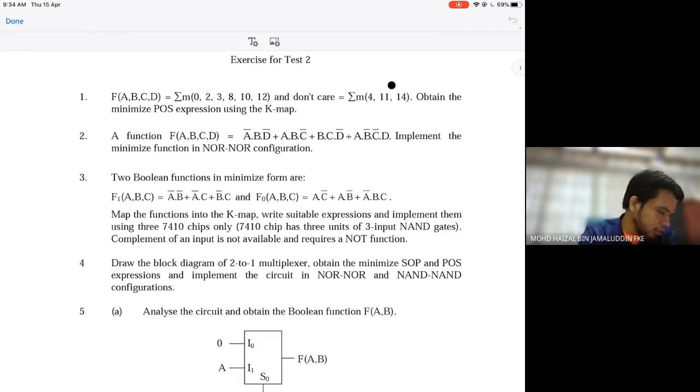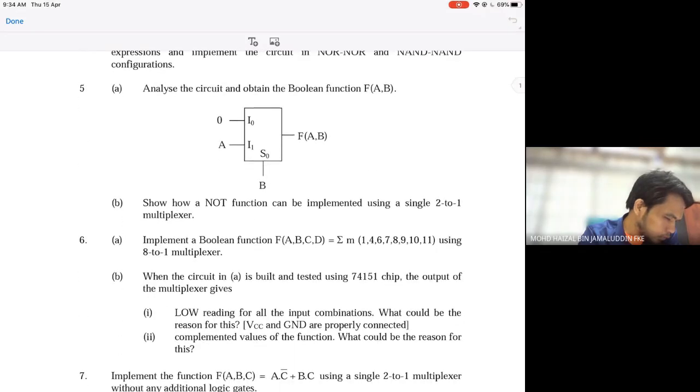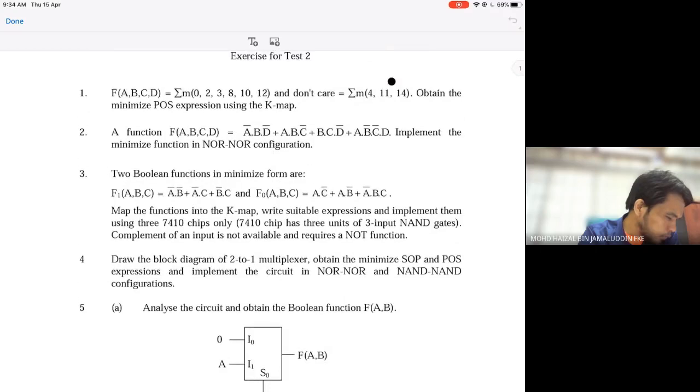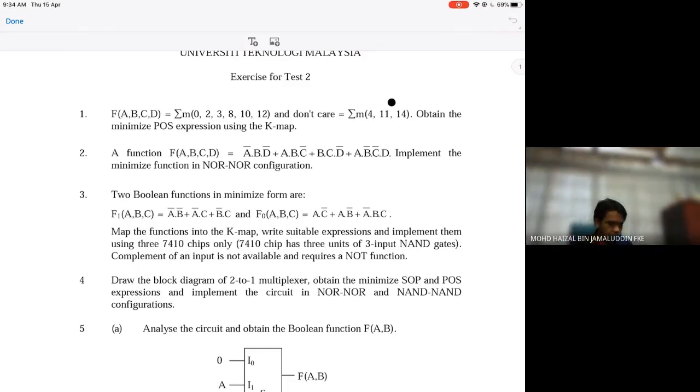Macam mana nak buat? Saya pun tak pernah buat ni. Macam mana? Sekejap saya kena conteng dululah. Mana pen? Okay lah, sebab saya pun tak buat lagi. Alright.